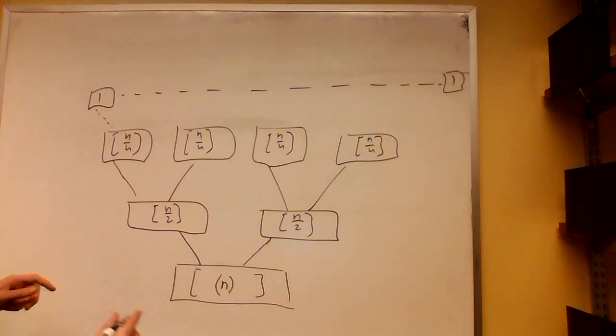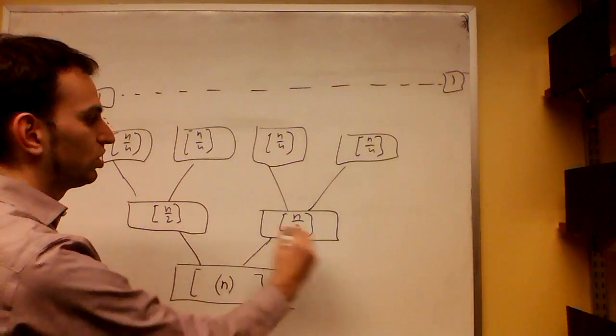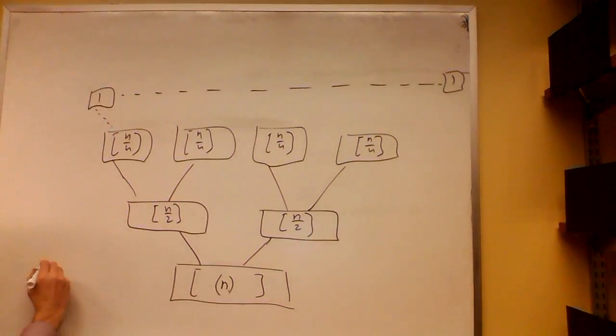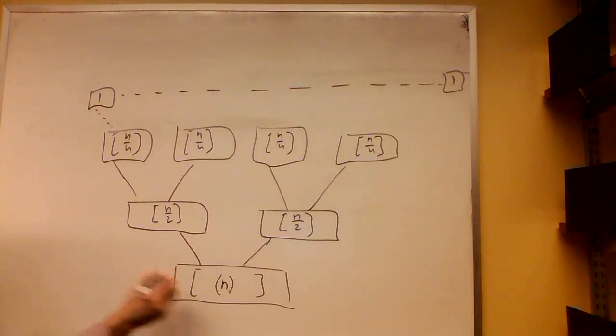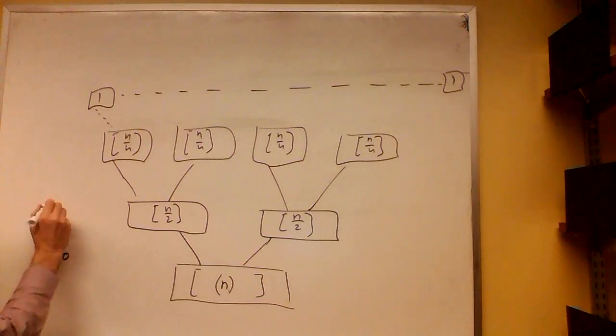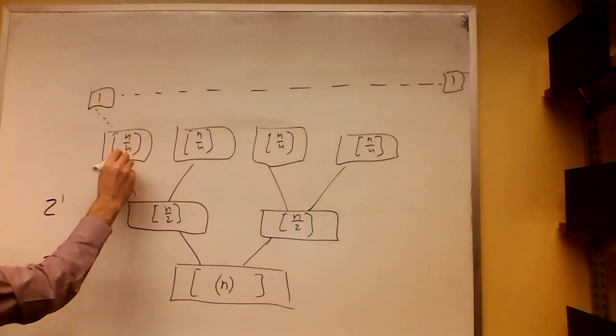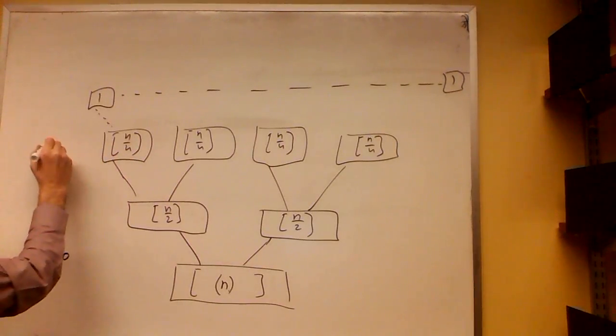Well, the first thing to do is again use the trick with counting up how many calls we have on each level. So on this level we have one call. I'll write it as 2 to the 0. On this level we have two calls. I'll write it as 2 to the 1. On this level we have four calls, 2 to the 2.